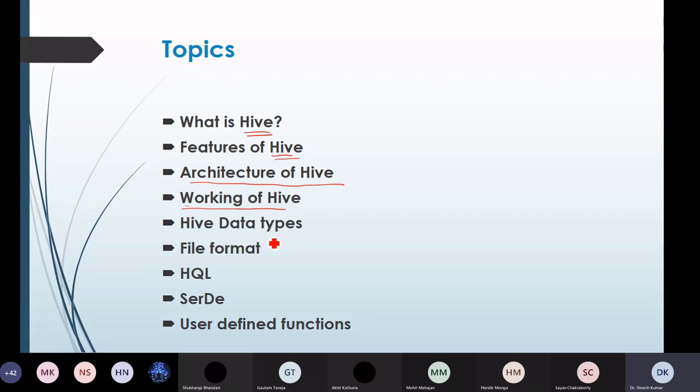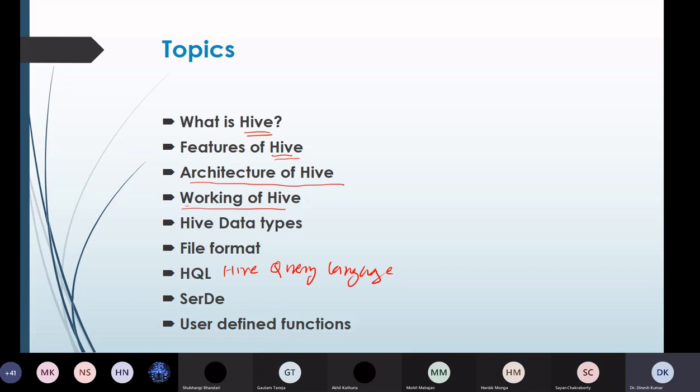the various data types which Hive supports, the various file formats which Hive supports, and then there is a query language which is called Hive query language. Right? So this is Hive query language that we will discuss. Then the concept of serialization and deserialization. This is another topic which is there in case of Hive that we will discuss. And then we will see how we can define our own functions, which are called user-defined functions in case of Hive.